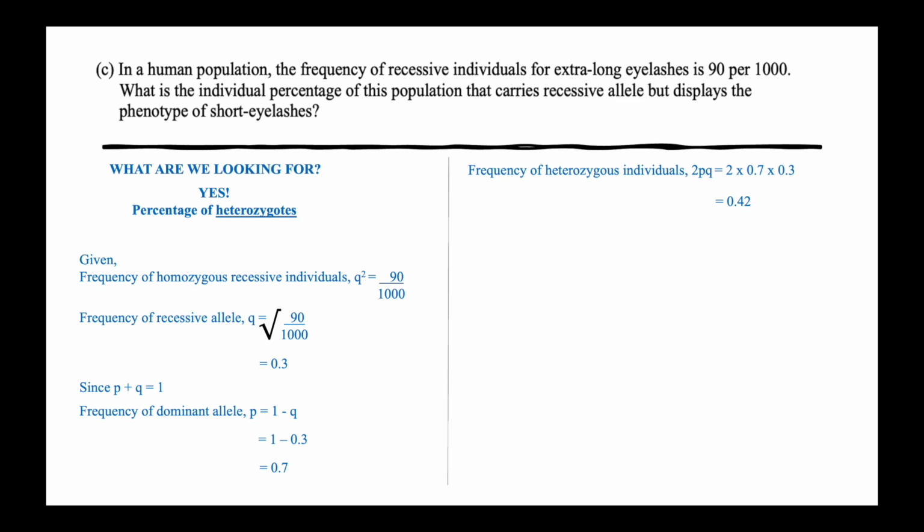The question is asking us to find the answer in percentage form. So therefore, to find the percentage of heterozygous individuals, we simply multiply the frequency of heterozygous individuals, 2pq, by 100, giving us the value of 42%.